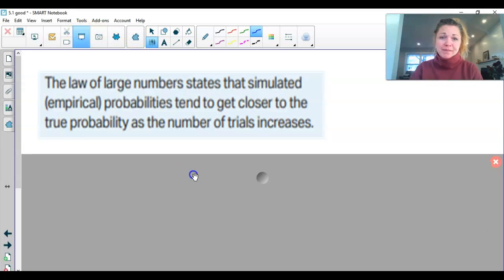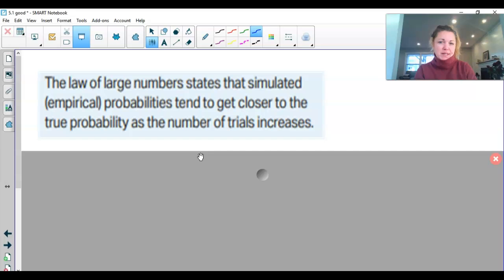I do want to talk about the law of large numbers. The law of large numbers states that simulated, also known as empirical, probabilities tend to get closer to the true probability as the number of trials increases. As the number of trials increases, okay?